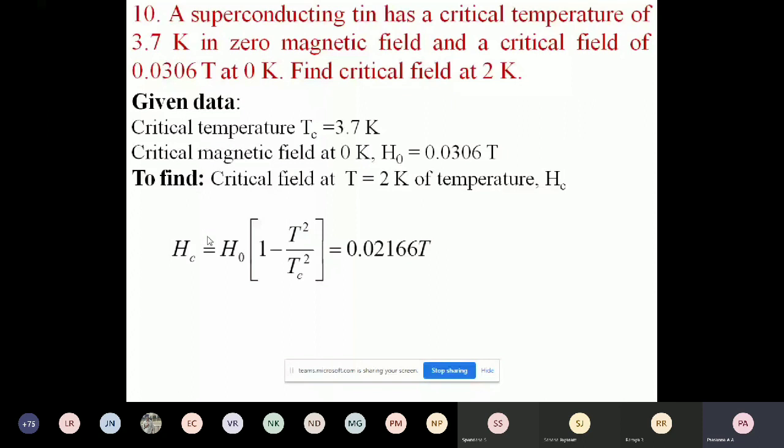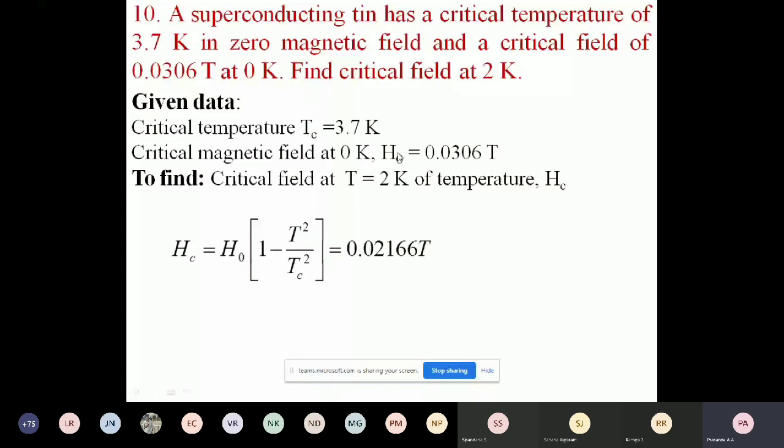So critical magnetic field equation is this. T means temperature at which we calculate the critical field Hc, that is given here, 2 degree Kelvin, and Tc is also mentioned. H0 is given, that is the highest magnetic field required for a superconductor to make it a normal conductor. That is always highest at 0 degree Kelvin. That's why it is said that critical magnetic field at 0 degree Kelvin, hence H0 is taken.